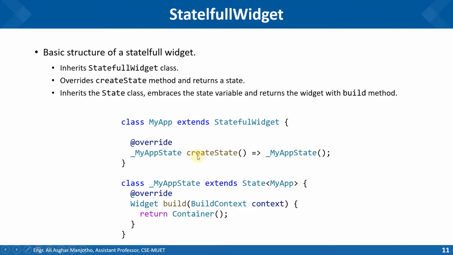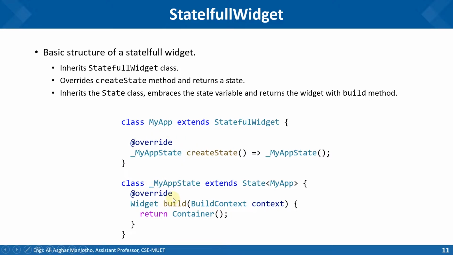Whenever we call this createState method, this statement will be executed: _MyAppState followed by two brackets. This means some kind of object is being created, and that object is associated with the second class. The second class is again _MyAppState, which extends from the State class. This is actually the class which maintains the state of this widget.